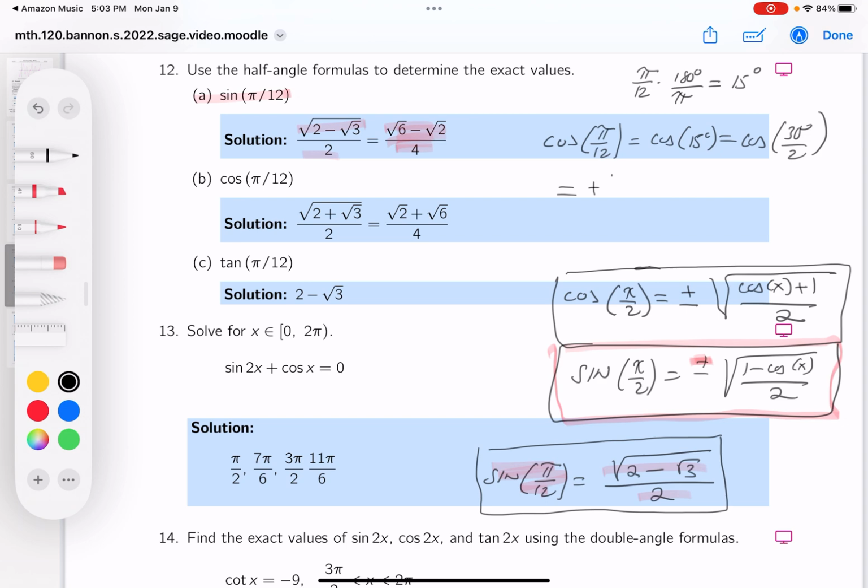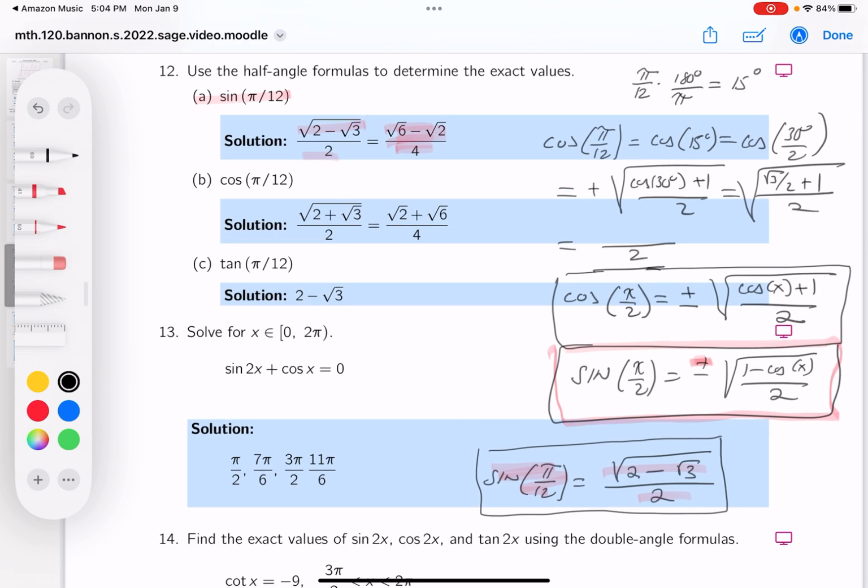So what do you get? Plus, let's be careful. You're going to get the cosine of 30 degrees plus 1 over 2. Well, I know the cosine of 30 degrees is root 3 over 2, plus 1, that's 2. Same thing, we're going to rationalize the bottom by multiplying top and bottom by 2. 2 times 2 is 4. Square root of 4 is 2. And you're going to get the square root of root 3 plus 2. All right? And that's the cosine of pi over 12.